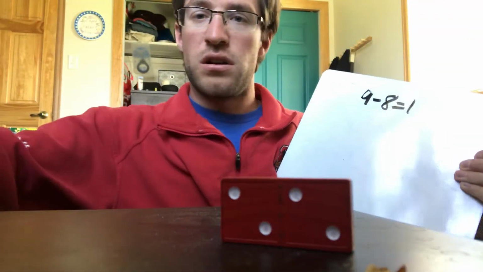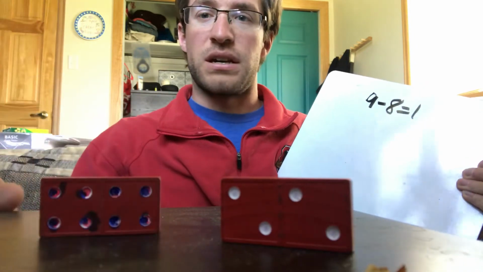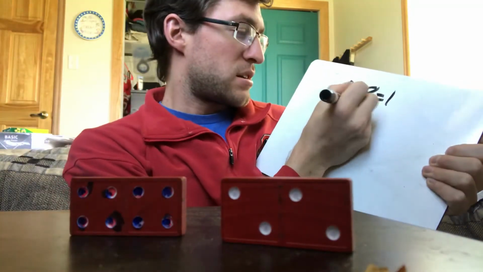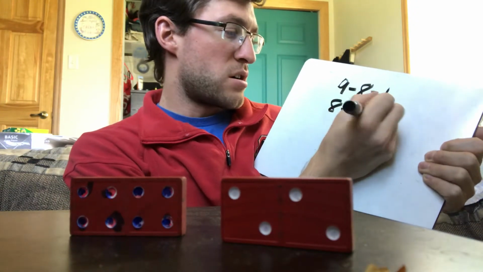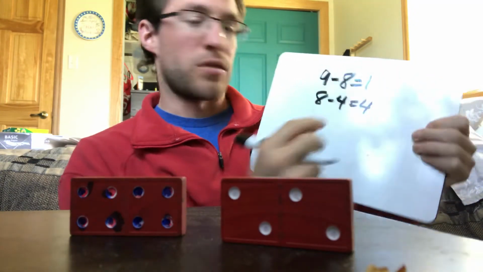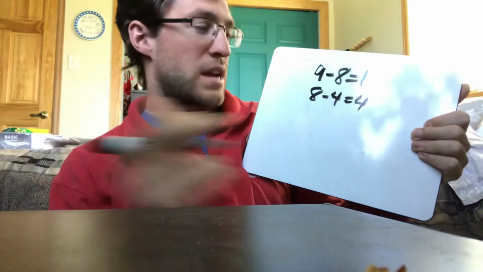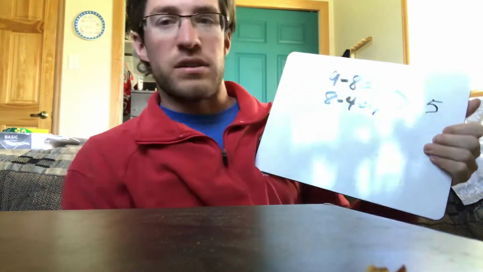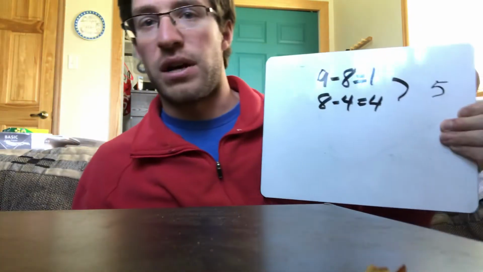The next one, the person on the left plays a 4, and the person on the right plays an 8. So 8 minus 4, they won by 4. Then once again, you can add up your total differences. So this person is ahead by 5. And so you can keep playing that way.